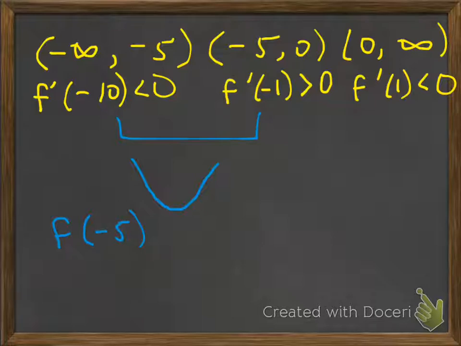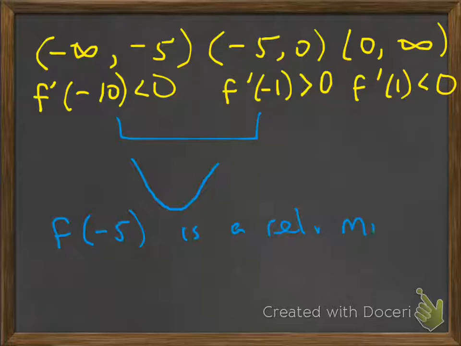Okay, I didn't do this calculation ahead of time. I probably should have. So I'm going to let you, dear listener, do that calculation. Find the y coordinate there. Plug in negative 5 into the original function f and figure out what the y value is. But f of negative 5 is a relative minimum.